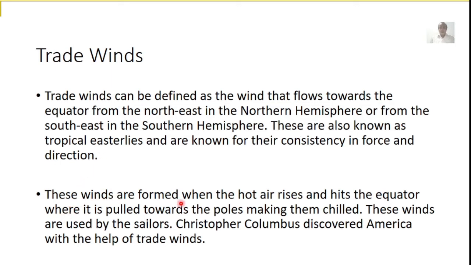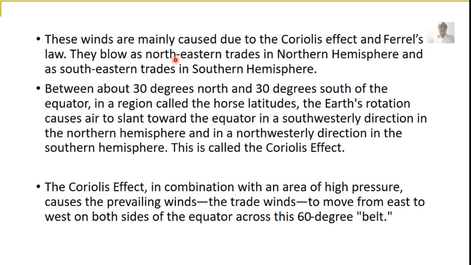These winds are formed when hot air rises at the equator and is pulled towards the poles. These winds are used by sailors. Christopher Columbus discovered America with the help of trade winds. These winds are mainly caused by the Coriolis effect and Ferrel's law. They blow as northeastern trades in the northern hemisphere and as southeastern trades in the southern hemisphere.